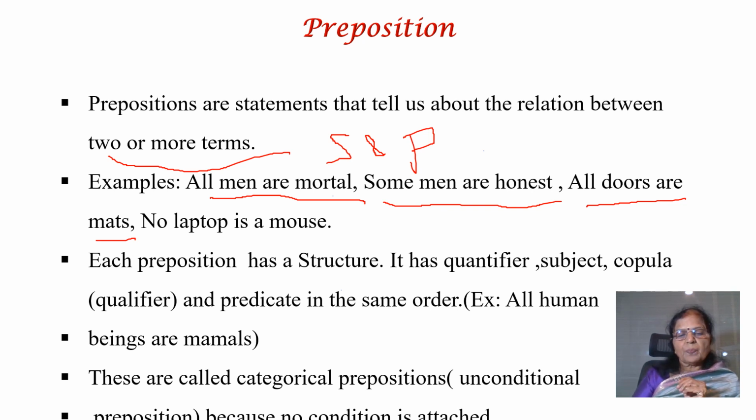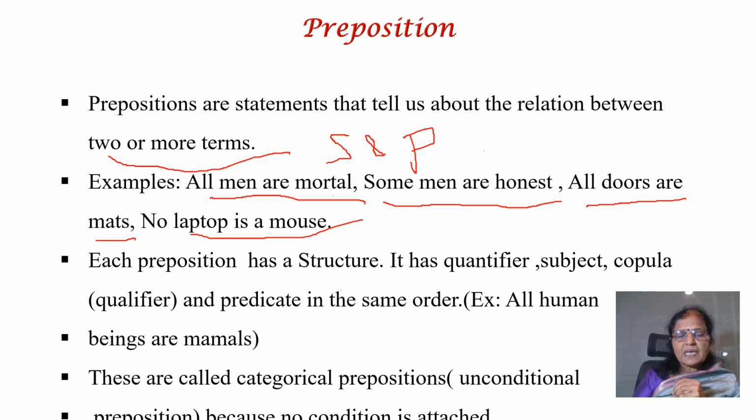No laptop is a mouse. As you see here, some of the sentences are positive. All men are mortal, affirmative sentence. And some men are honest, that is also positive. And all doors are mats, positive or affirmative sentence. And no laptop is a mouse, that is a negative sentence, isn't it? No, never, nothing. All these things are negative.